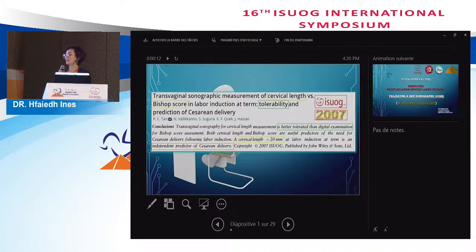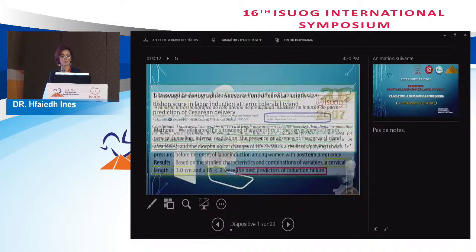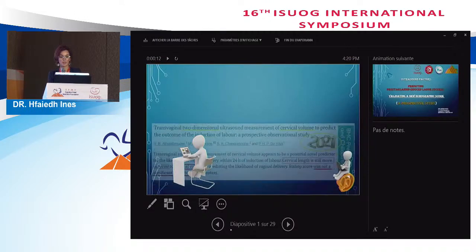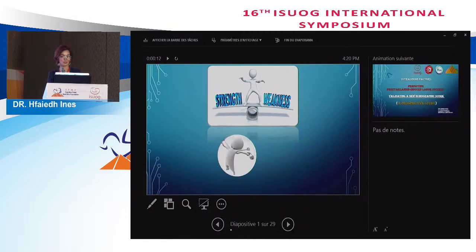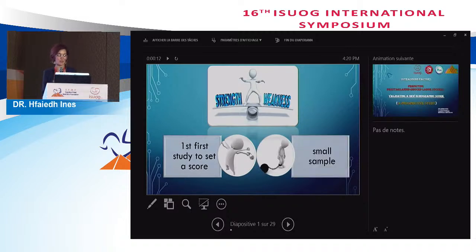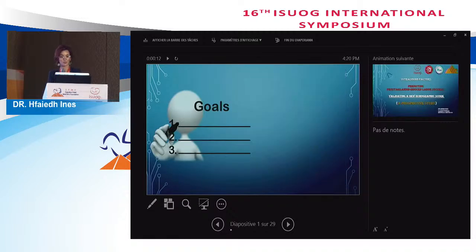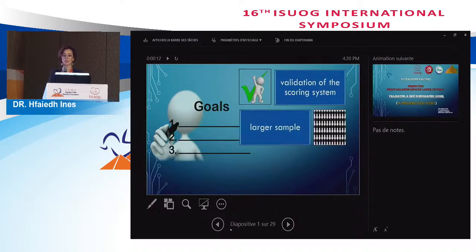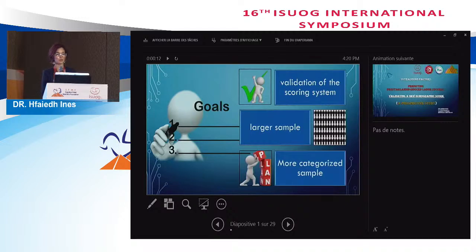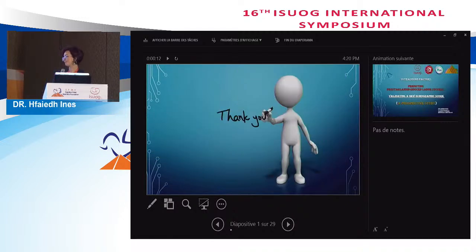Just here to say that each item was further studied and published for the importance of each item, but no one before us had the idea to set a score, which is our strength of study. But our study had a small sample. So in the future, we will validate the score system with a larger sample and more categorized sample. Thank you.